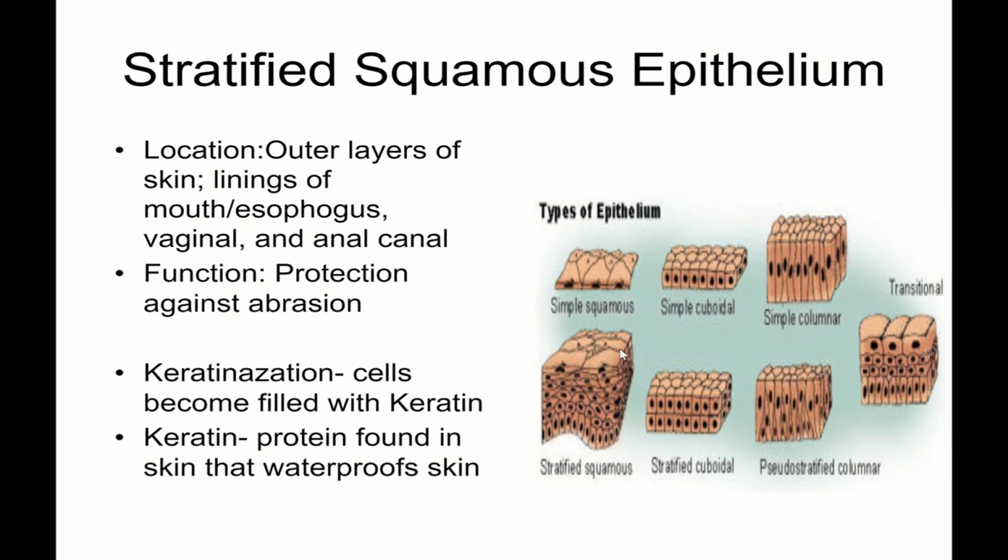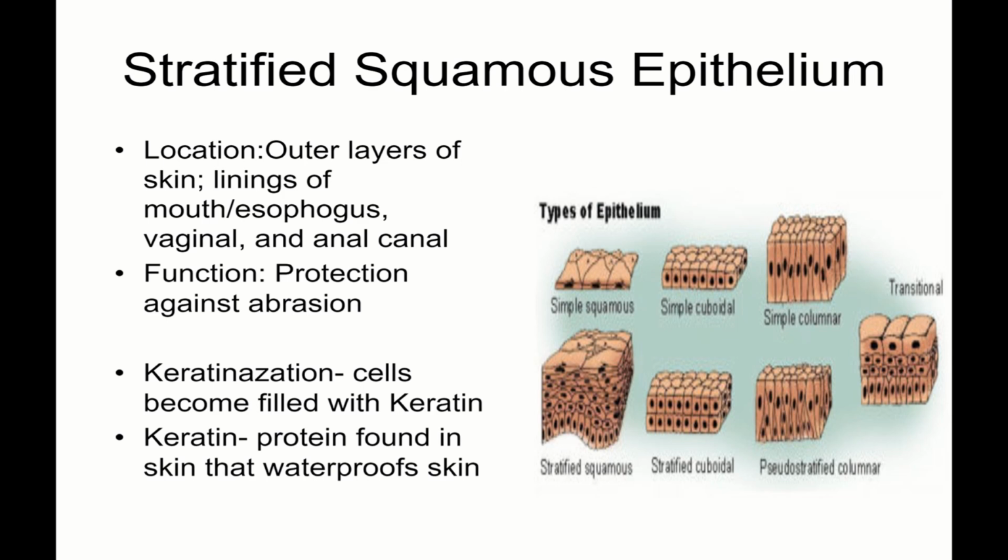Stratified squamous epithelium. This is found in the mouth. This is also found in the esophagus. And this is really important for protection because those cells are going to come in contact with a lot of different things and can become damaged very, very easily.